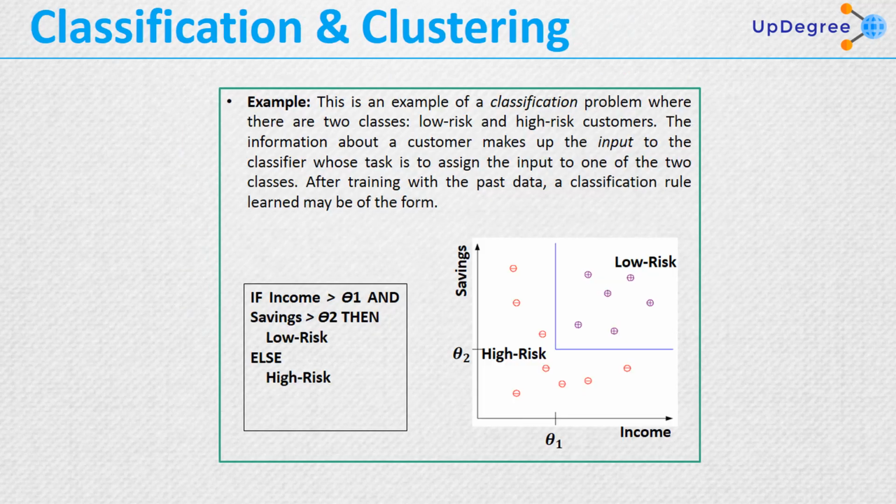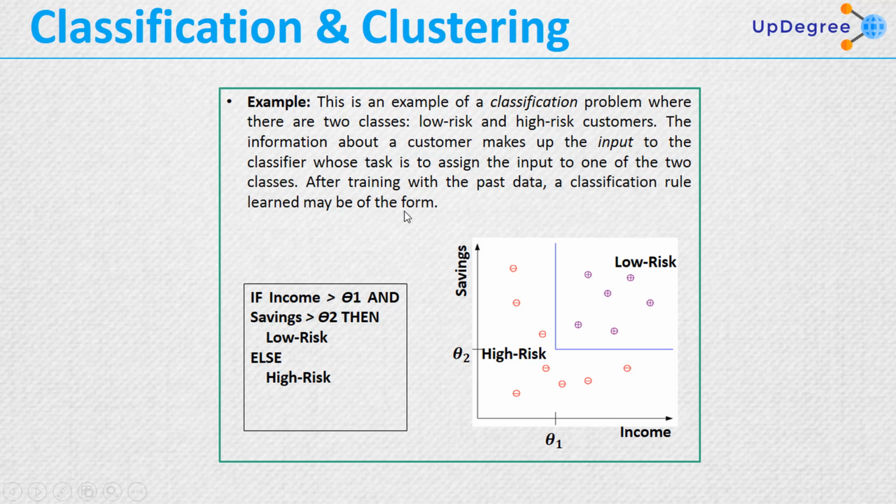So let us go for classification and clustering. We know that classification and clustering are available in the case of a discrete data set. This is an example of a classification problem where there are two classes, one is low risk and another is high risk customers. The information about a customer makes up the input to the classifier, whose task is to assign the input to one of the two classes.